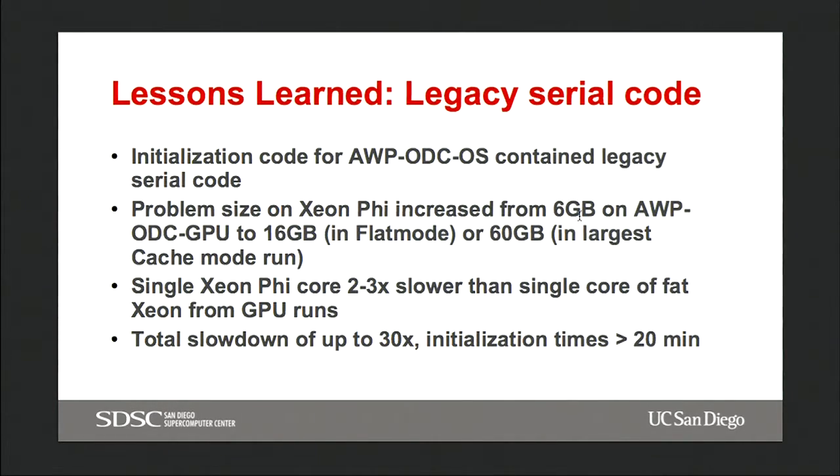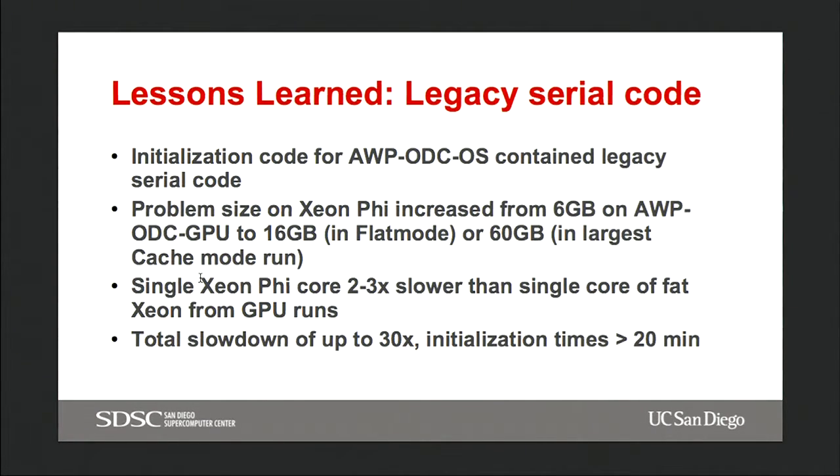But then going from the GPU systems with 6 gigabytes of memory to a Xeon Phi with 16 gigabytes in flat mode, or 60 in cache mode, or even more on PETA up to 190 gigs, that's a huge increase in the amount of data you need to process. So it was manageable on a GPU system, but now when you're processing 60 gigabytes worth of initialization data, that's a 10 times increase in the amount of data you need to process. That slowdown becomes very painful.